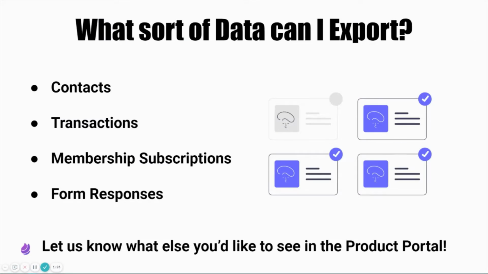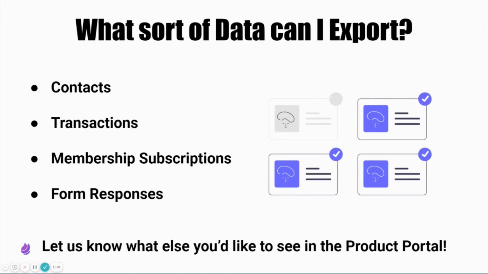This is our first iteration of custom exports, and at the moment you can use them for contacts. So if you're exporting a list of people, individuals, or companies, donors, volunteers, any of that kind of profile information from contacts. You can export transactions. So that's donations or revenue data that you can export from fundraising or after creating a report. Membership subscriptions. So if you navigate into a specific membership subscription plan, you'll be able to export data from there.